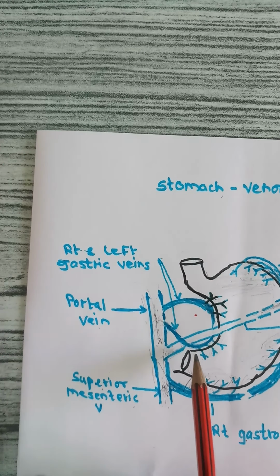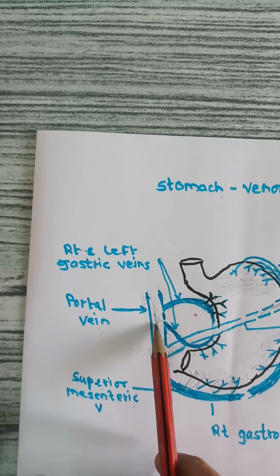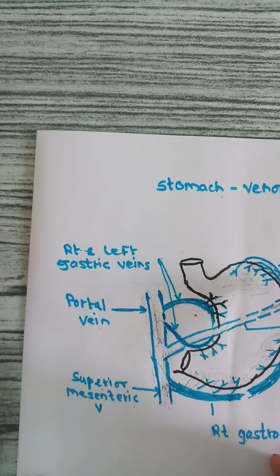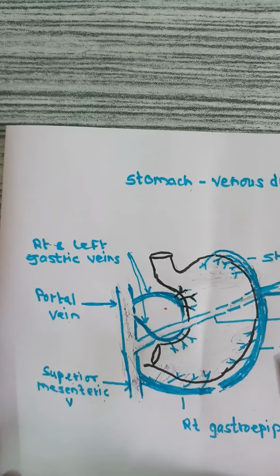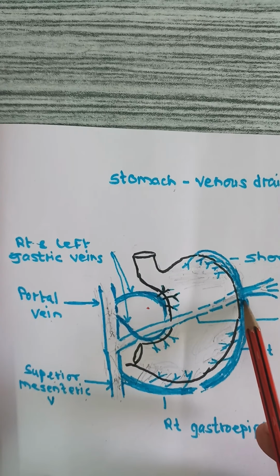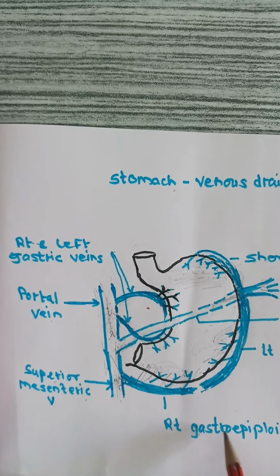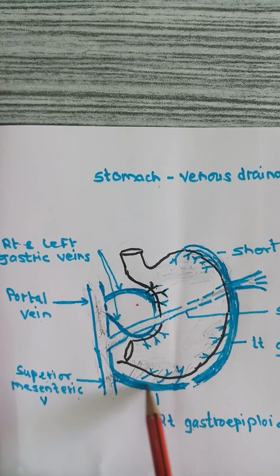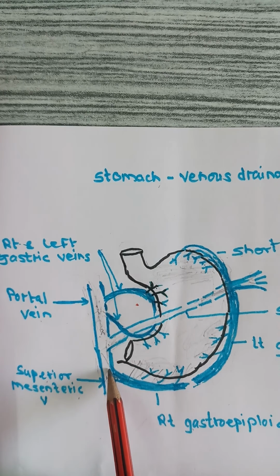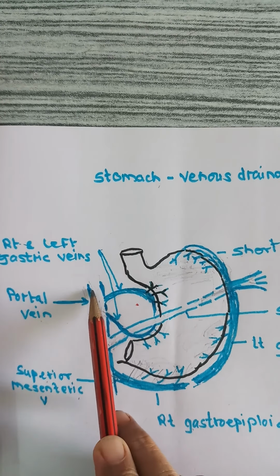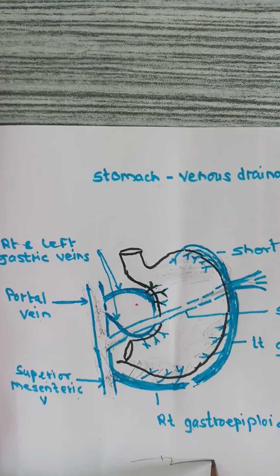Left gastric vein and right gastric vein drain directly into the portal vein. Then the short gastric veins and left gastroepiploic veins drain into the splenic vein. And the right gastroepiploic vein drains into the superior mesenteric vein. The superior mesenteric vein and splenic vein join together to form the portal vein. Okay.